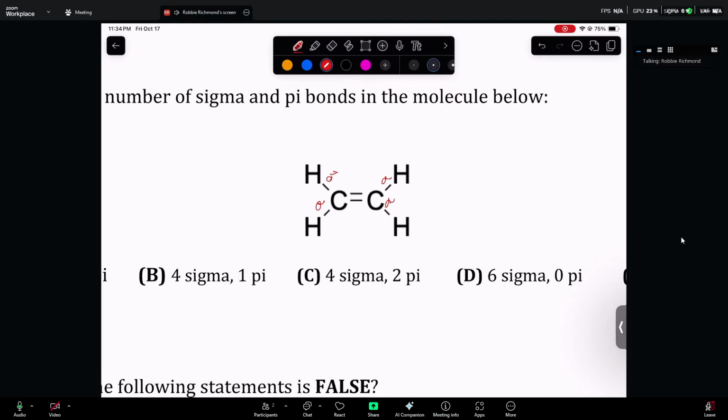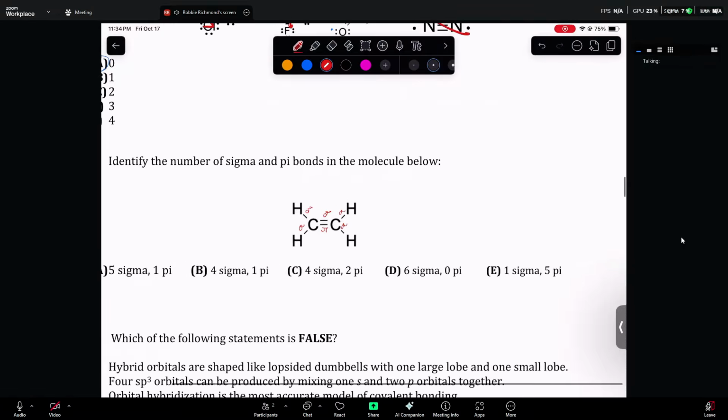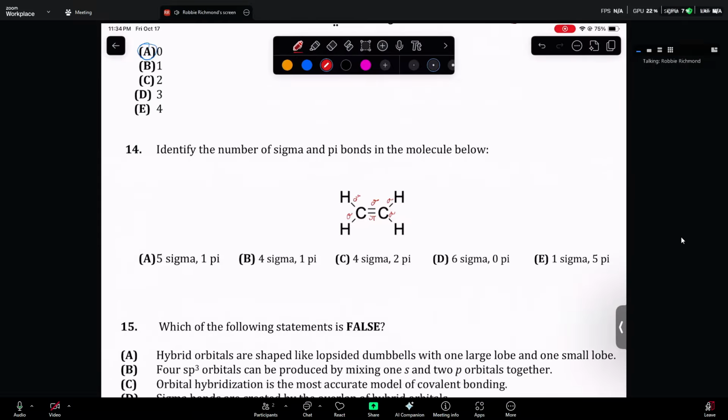Now, looking at this double bond, that still holds true. At a minimum, each bond needs 1 sigma bond, and then anything on top of that has to be a pi. So a double bond has both a sigma bond and a pi bond. And this does not show a triple bond, but a triple bond will have 1 sigma bond at the very least, and then 2 pi bonds additionally on top of that. So the answer would be 5 sigma, 1 pi.